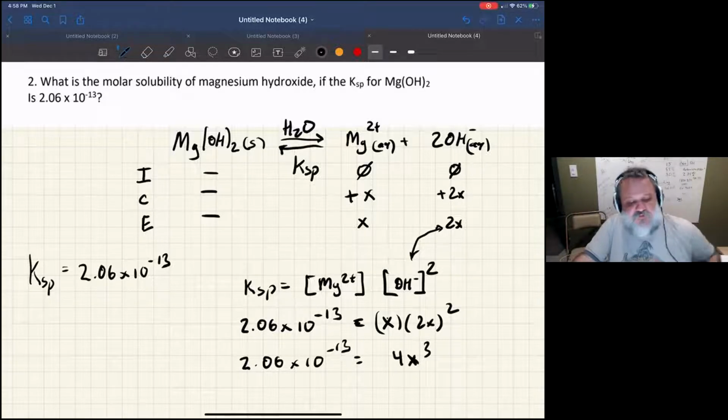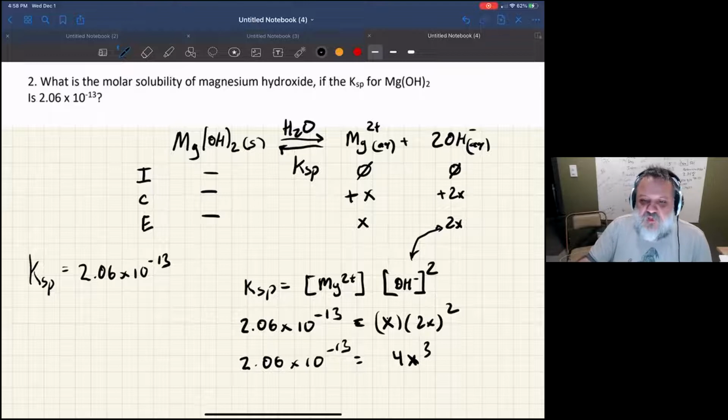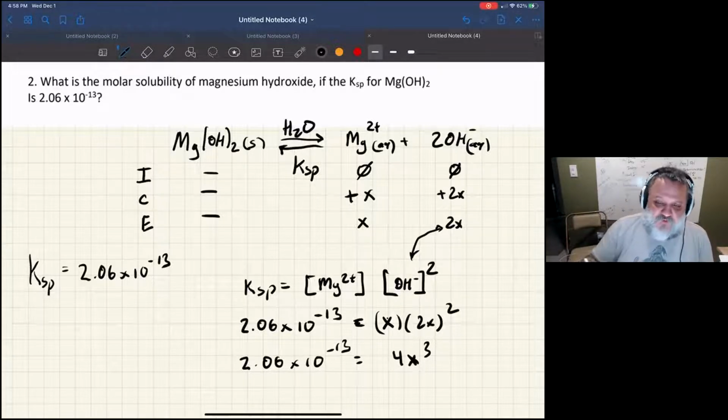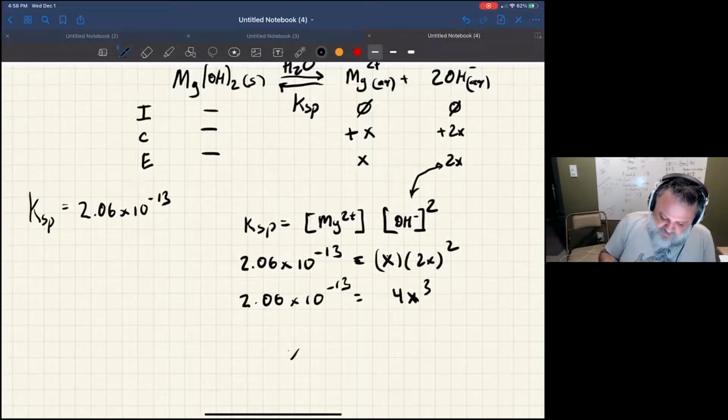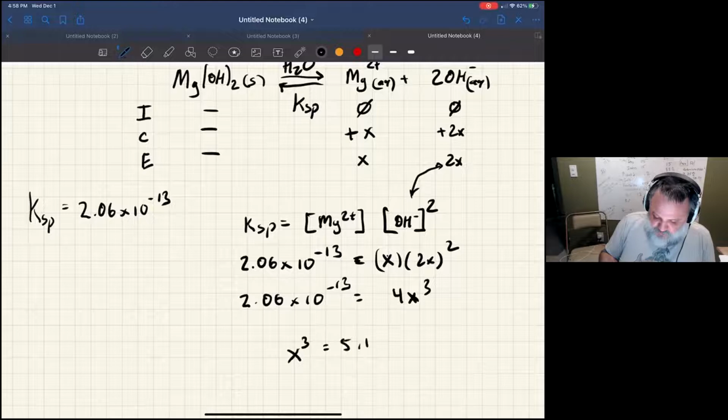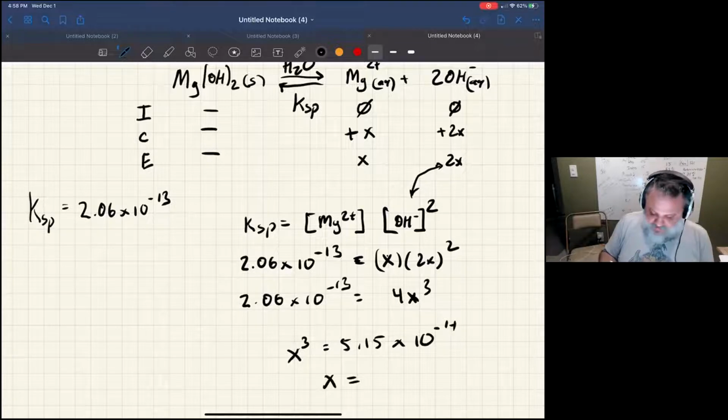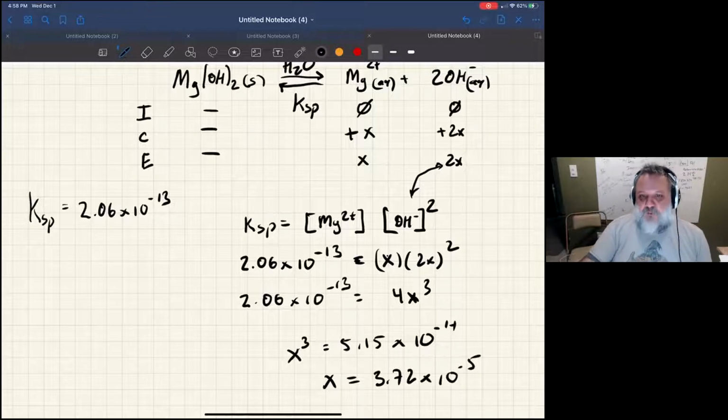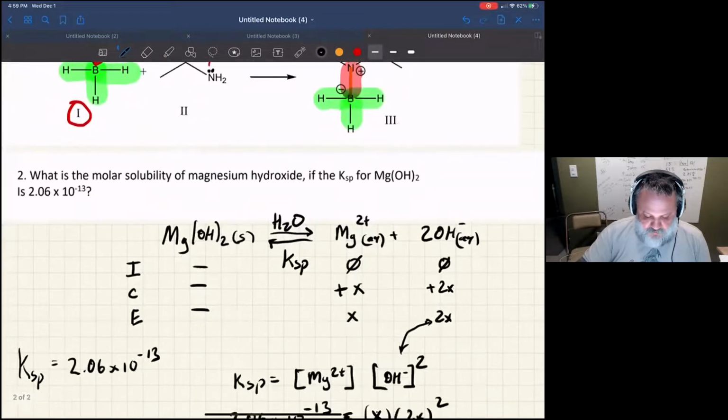Now, this is the first time you've seen something like this, but this is a third degree polynomial. And so we don't have a formula for it; you shouldn't have learned a formula for third degree polynomials like you did for second degree polynomials, in other words, quadratic equations. So how do you solve this? Well, in this case, this one's very straightforward. We're going to divide by 4, so I get x cubed equals 5.15 times 10 to the negative 14th. And so if I take the cube root of both sides, I get x equals 3.72 times 10 to the negative 5th.